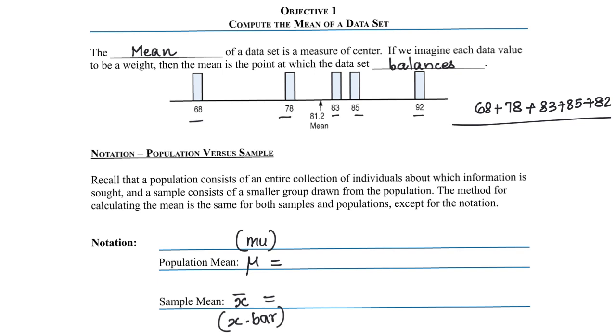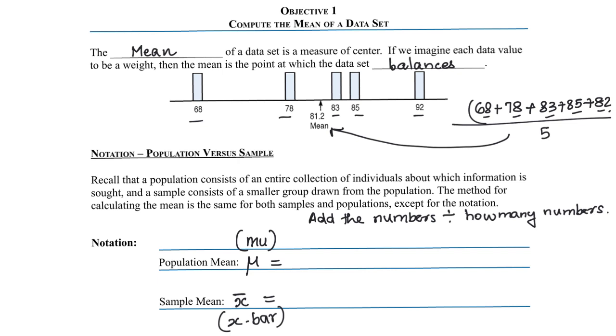and how many numbers are there? 1, 2, 3, 4, 5. So, divide by 5. Add those numbers and divide by the number of data values. Then you will get the value equal to 81.2. So, the formula is to add the numbers and divide by how many numbers.